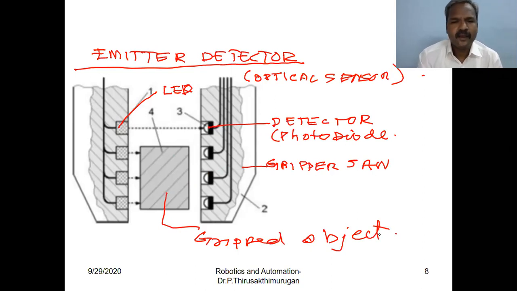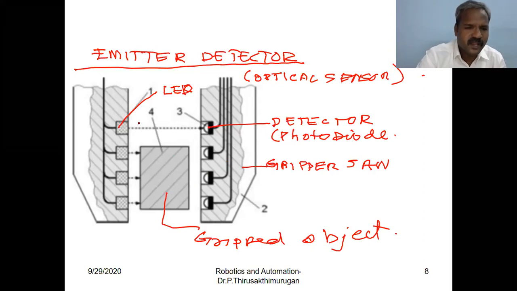Okay, gripped object. So this is the typical configuration in the gripper jaw. So what are the sensors? Based on the position of the object, say the object moves up here, what happens?